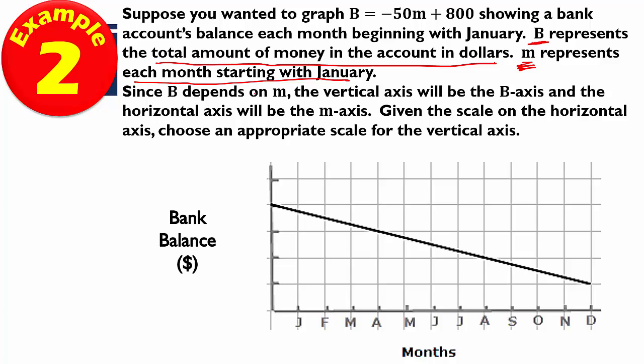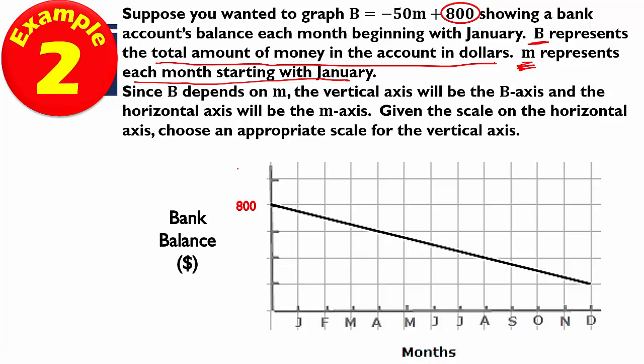Given the scale on the horizontal axis, what we know is January, February, March, April, May, so these are the months. We want to choose an appropriate scale for the vertical axis. So we want to look at our equation, and we've got 800 as our starting point. So we know that this has to be 800 right here, so we'll go ahead and put that in.